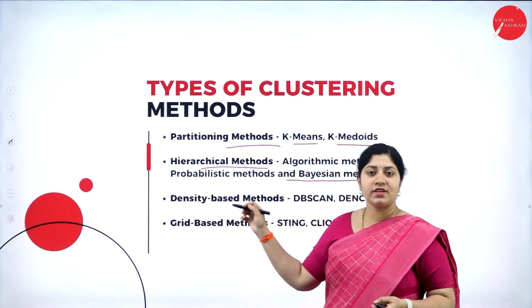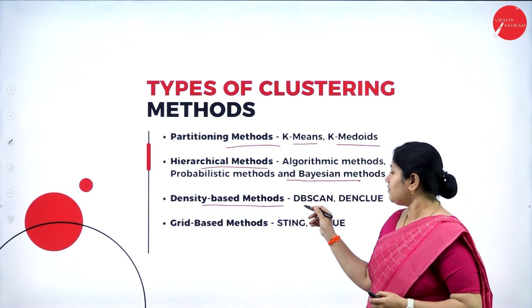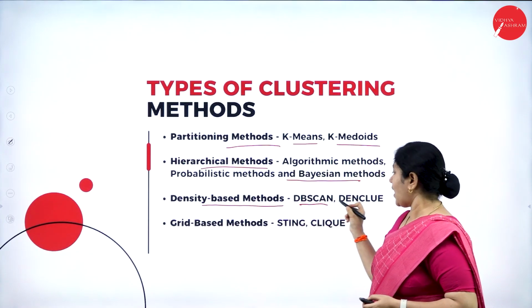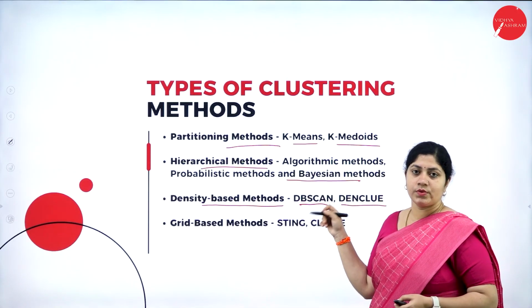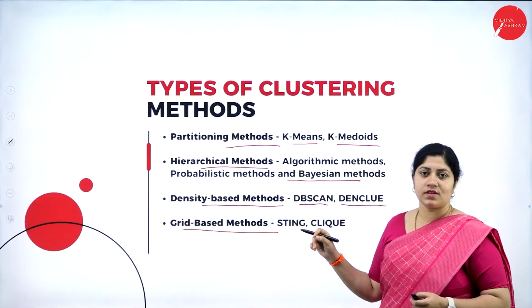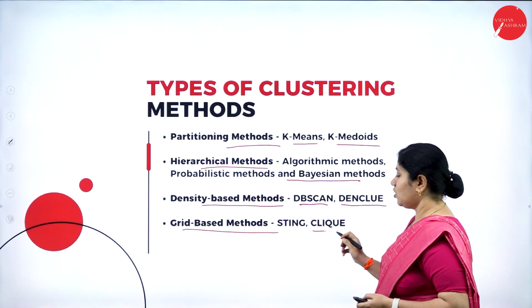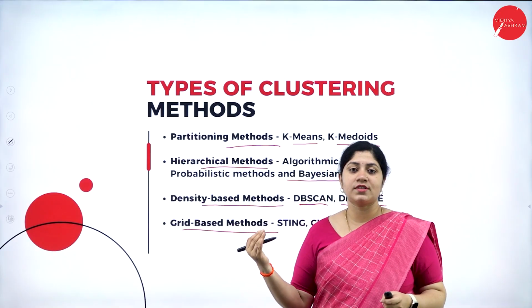The third method is a density based method, and under this only we will be studying dbScan and dbenclave. Further, the next method is not other than a grid based method. Under this grid based method, we will be studying string and click. These are the four different clustering methods.